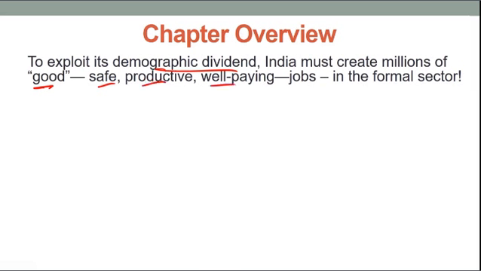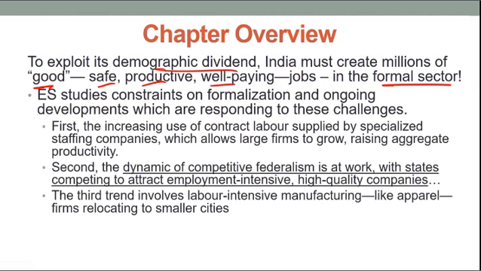And these kind of jobs are always in the formal sector. Informal sector jobs are neither safe nor are they very productive because not much skill training is given to any informal sector employee, and they're not well paying also because there are no regulations there and there's no unionization there. So we need to create formal sector jobs if we want to exploit the demographic dividend. Now the Economic Survey studies why formalization is not happening in India properly, what are the reasons for this, and how is the government responding to the formalization or informalization challenge.